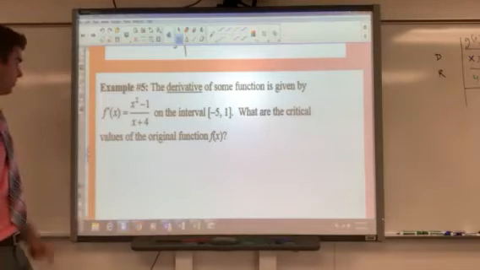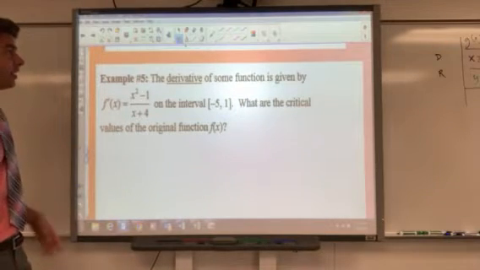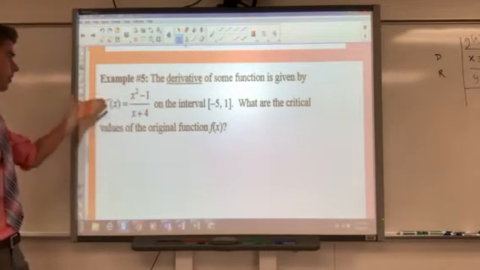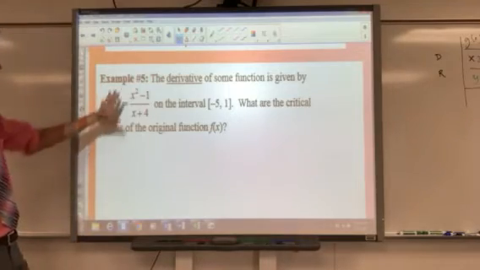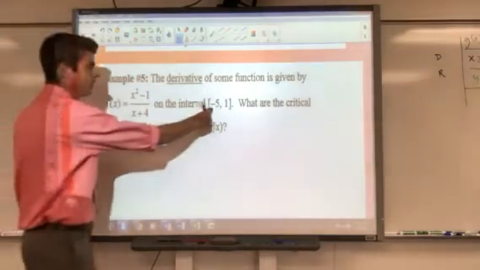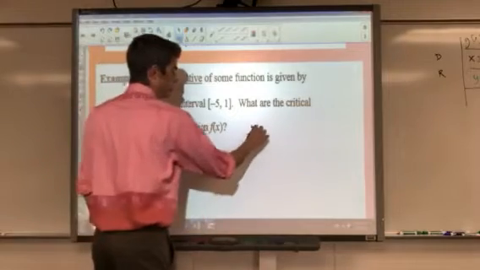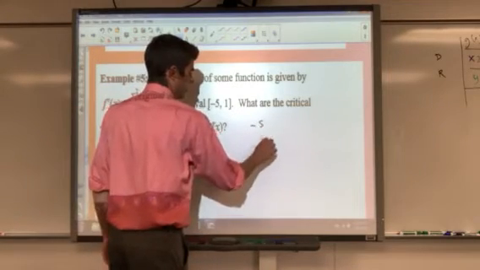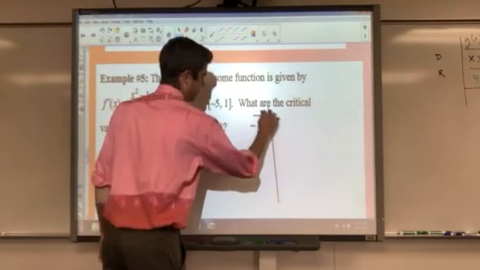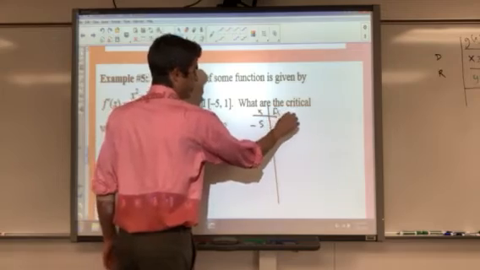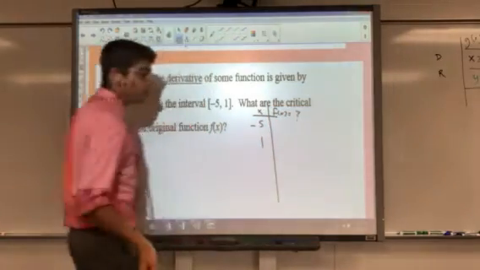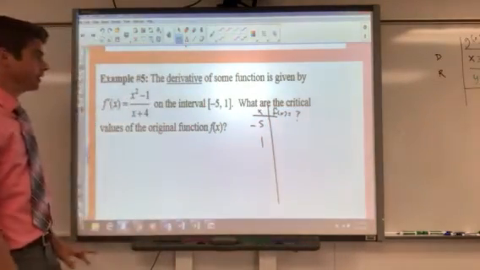Okay, so number 5, another derivative. Again, emphasis derivative, emphasis derivative. Here is the derivative. So right away, -5 and 1 are critical. I can make my list here of my x values. We don't really know what the function values are because we don't know the function, but that's okay. We're just listing out x's.